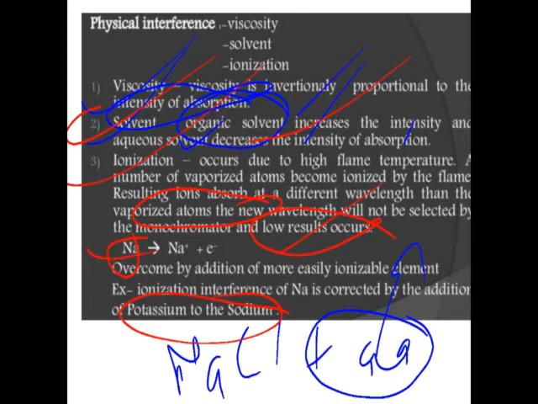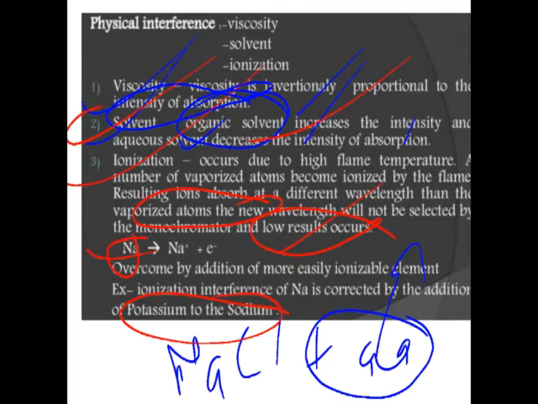So these are the three types, or the three parts, due to which the physical interference will occur. What is the first part? The first part is viscosity. If the viscosity increases, then the intensity of absorption decreases, and if viscosity decreases, the intensity of absorbance increases.